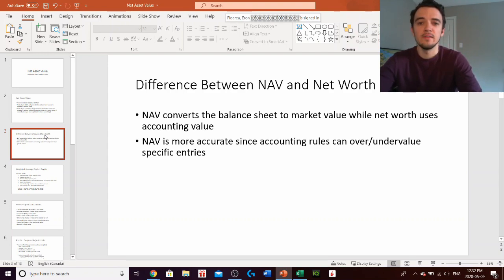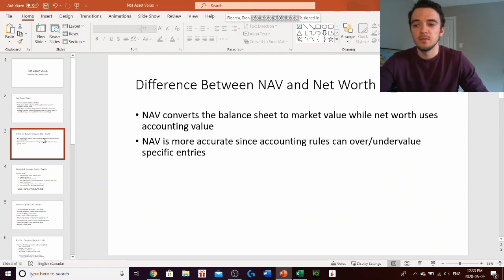And the reason why NAV, net asset value, is more accurate is because accounting rules can over or undervalue specific entries. And I'm going to be going over some of those specific entries throughout this video, and you'll see why the accounting value sometimes distorts what the true market value of an asset could be.